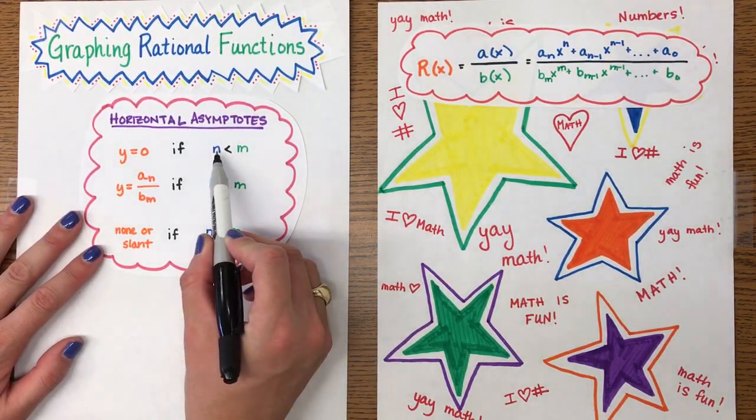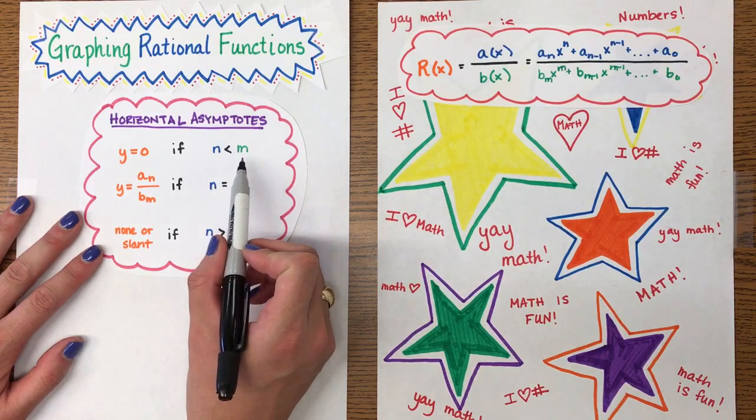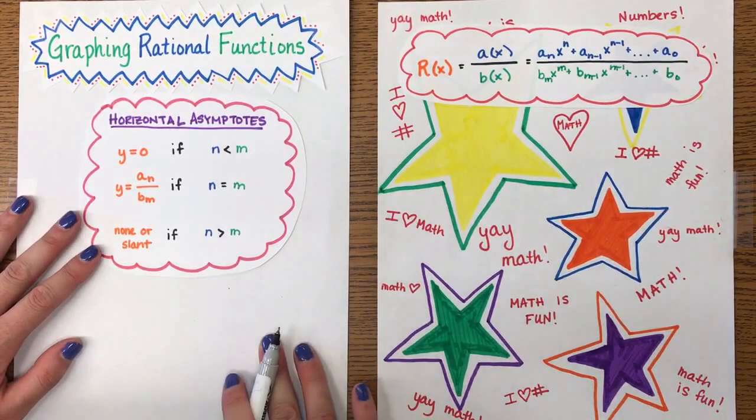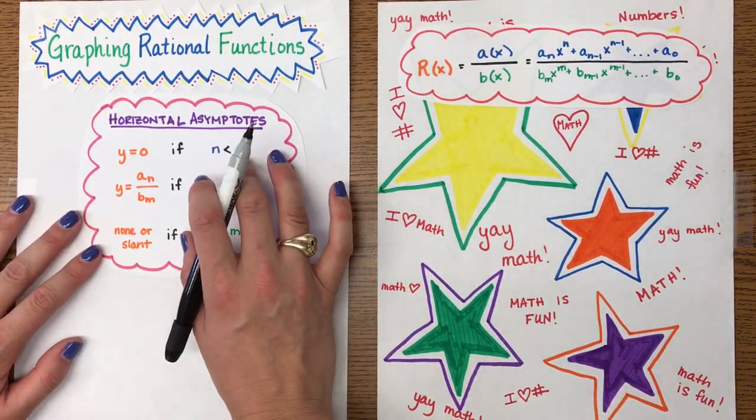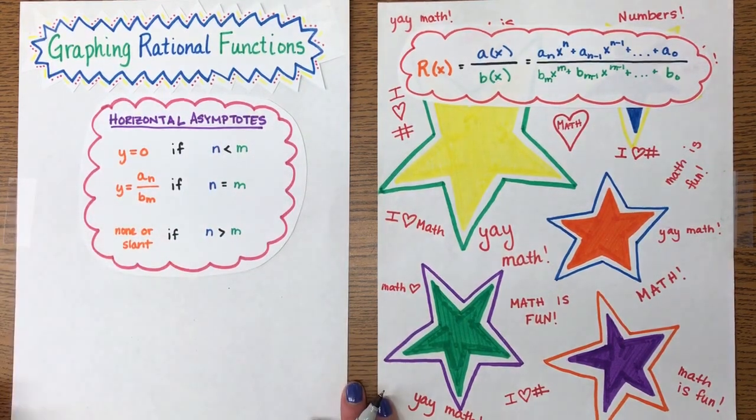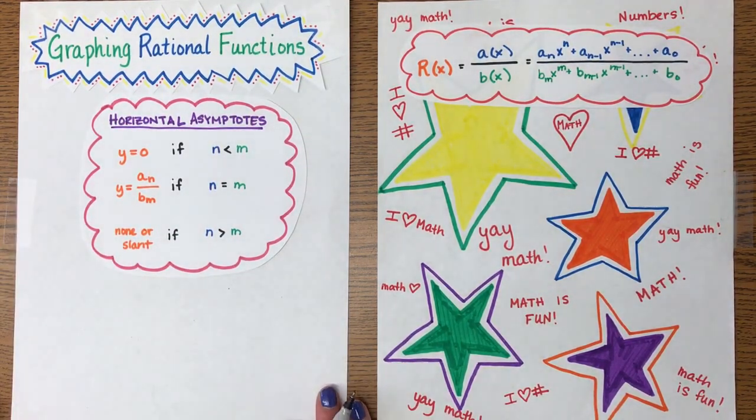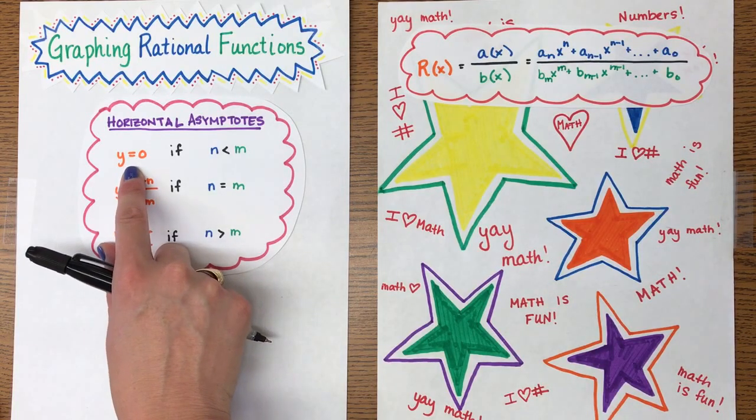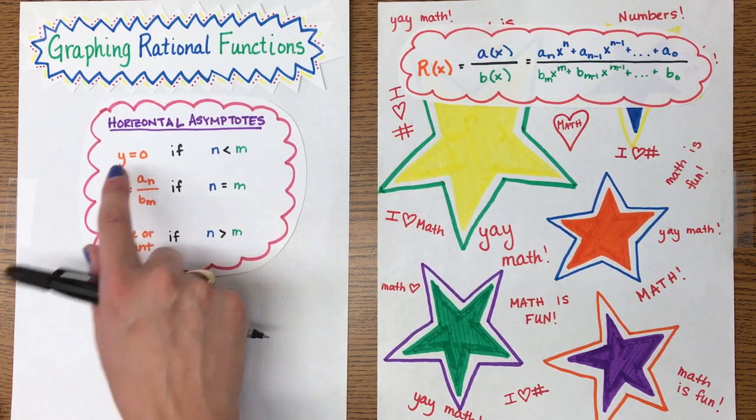If the degree of the numerator is less than the degree of the denominator, so let's say we have an x term in the numerator, and the degree of the denominator is bigger, so we've got an x squared term, then as x approaches infinity or negative infinity, our y value is going to approach 0. That's going to give us a horizontal asymptote of y equals 0.